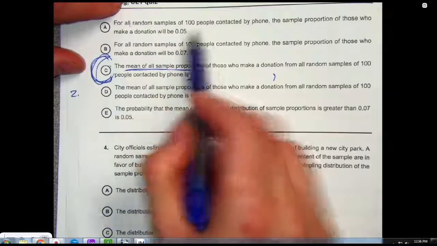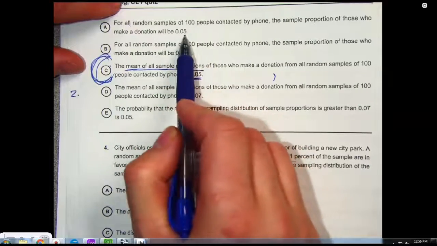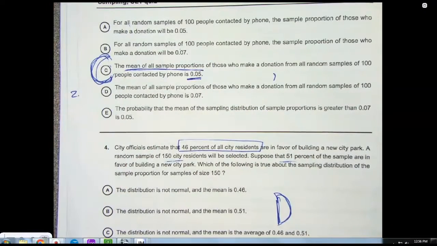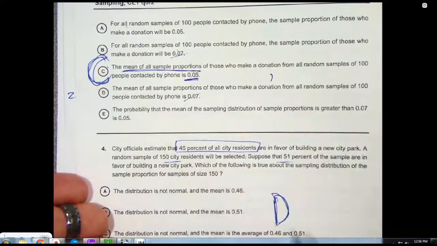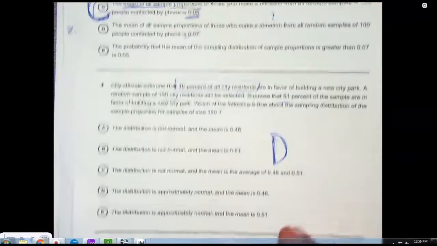This one says for all random samples we'll get 0.5. Well, that's not true, that every single time I take a sample I'm going to get the same thing. This is 0.07, so it's out. This is 0.07, so it's out. And E is some weird way they're trying to combine those numbers.